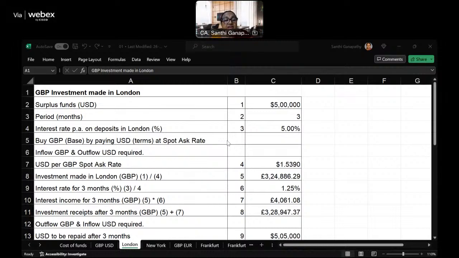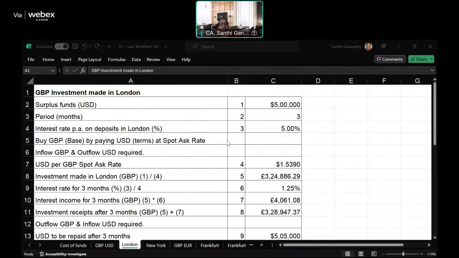What do you have in your hand? You have USD. You want to buy GBP by paying USD. So what is applicable is the ask rate. You want an inflow of GBP and an outflow of USD. USD per GBP spot ask rate is there.